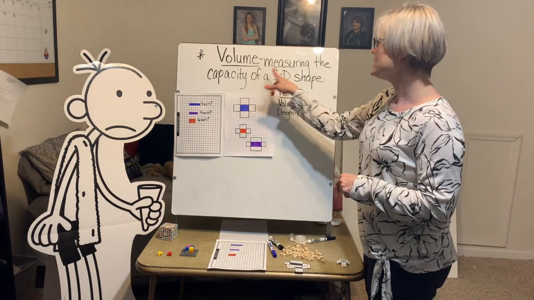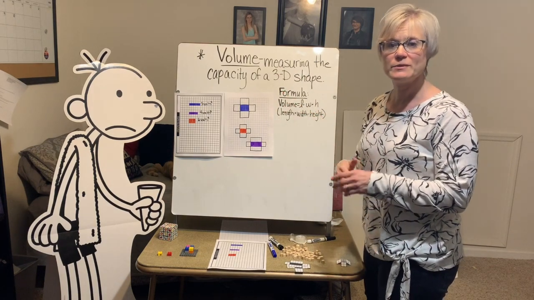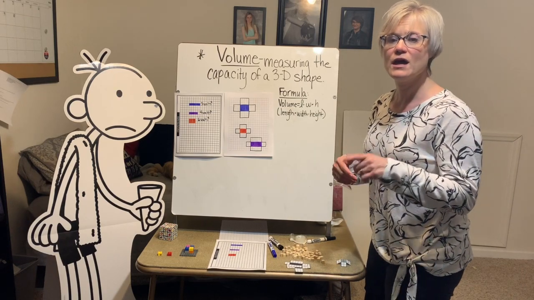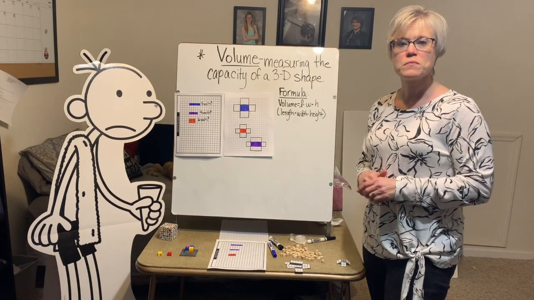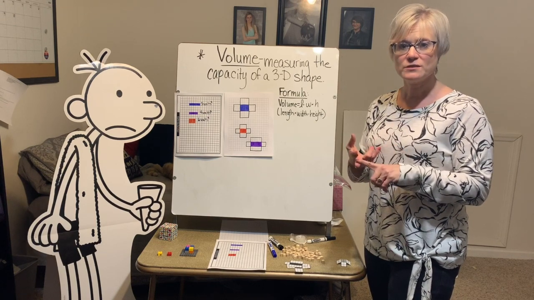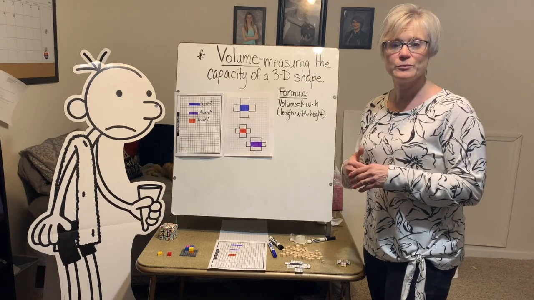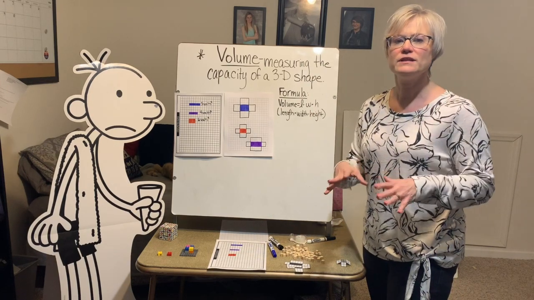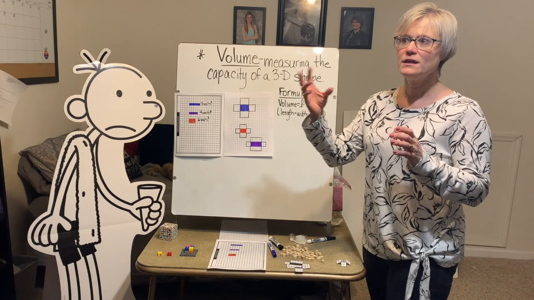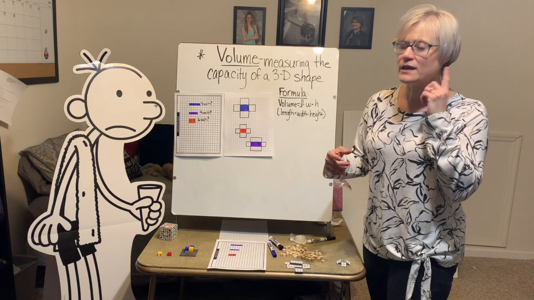So volume is measuring the capacity of a three-dimensional shape. So remember, a three-dimensional shape is like a rectangular prism or a cube. And if you remember last time, I asked you to go into your kitchen and find some rectangular prisms. Now I showed you a cereal box, my Cheez-It box, and an eBay box. And each one of those was a rectangular prism, and I could put things into it and fill it up. And when I fill it up, that means that I'm putting things in to show how much it's capable of holding. Remember, we heard capable sounds like capacity.